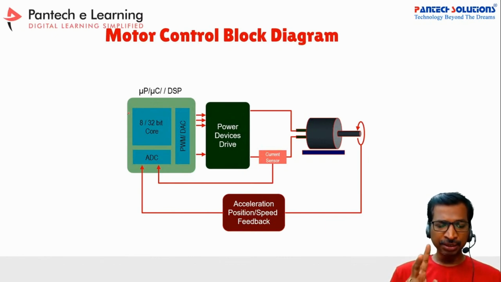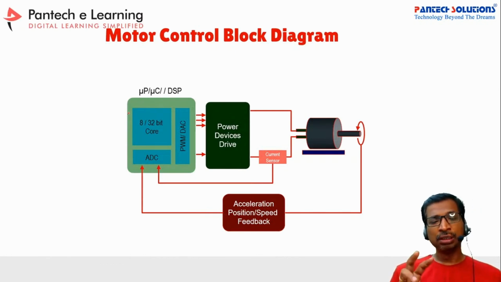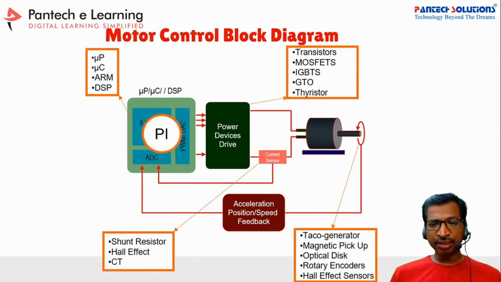The major parameters for a DC motor are armature current as well as motor speed. These two parameters are enough to implement a closed-loop application. For measuring the speed, there are a few sensor methods, like a tacho generator, magnetic pickup, optical disc, rotary encoders, and Hall effect sensors. So these sensors are used in real-time applications.